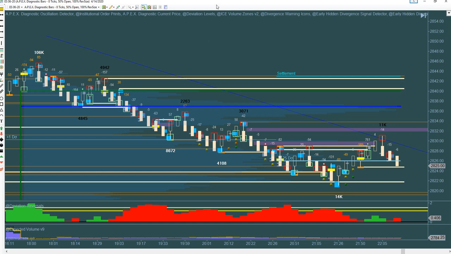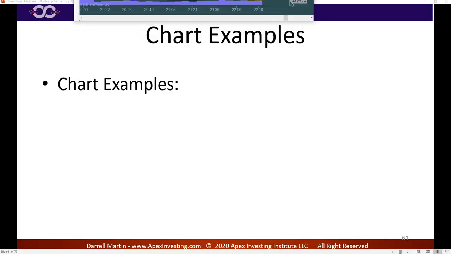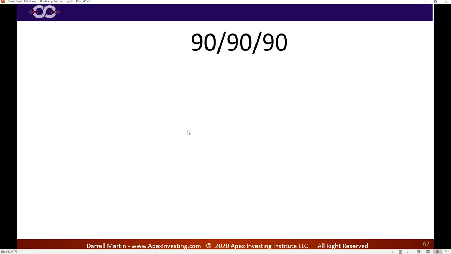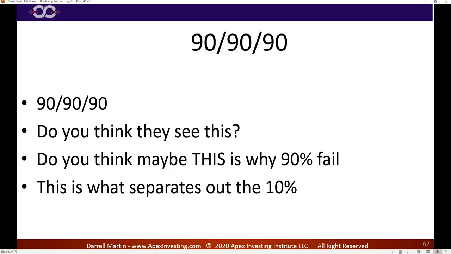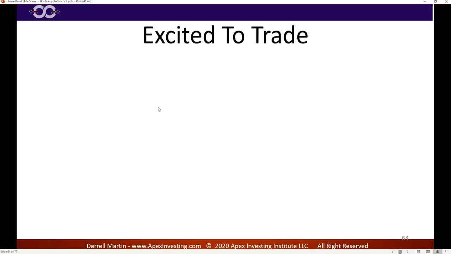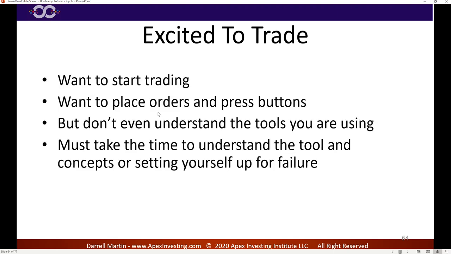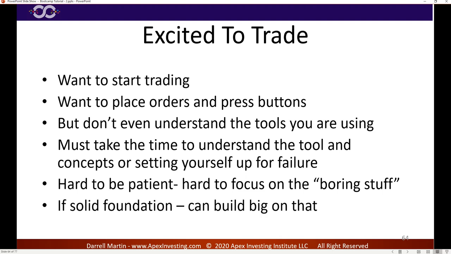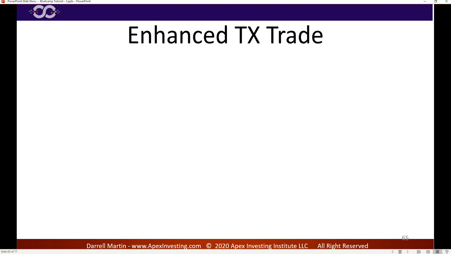Makes sense, guys? I mean, we can keep going and going and going through charts, but this is what the 90% don't get to see because they won't take the time to see it. They want to find some miracle indicator crap here, okay? And I know you're excited to trade and you want to start trading and you want to just press buttons. It's hard to be patient. You don't want to focus on this boring chart stuff. But this is where it's all at, right?